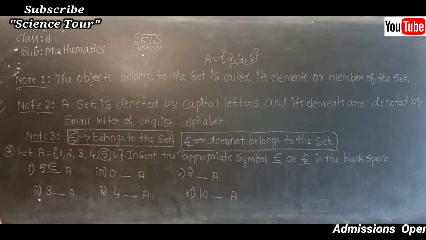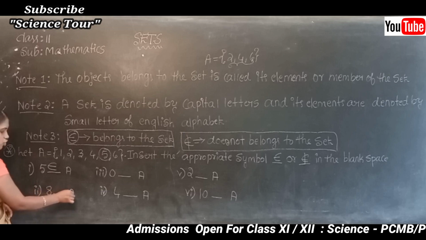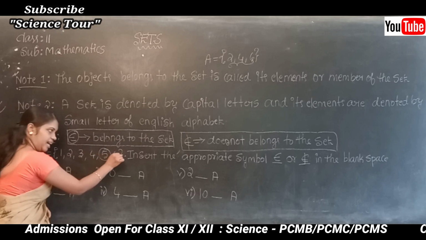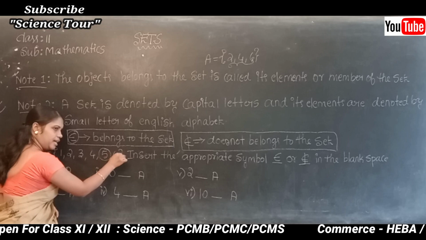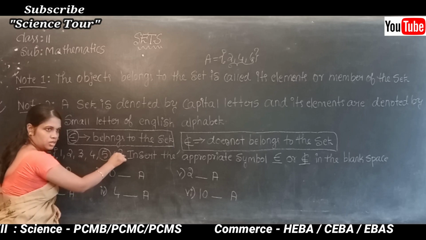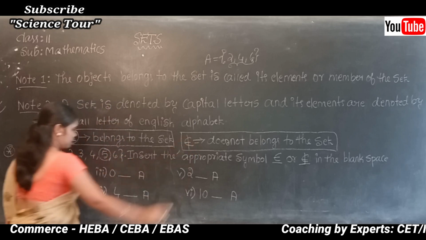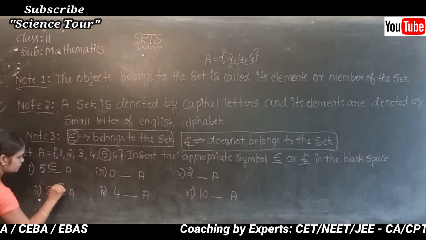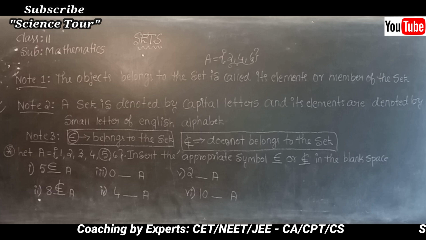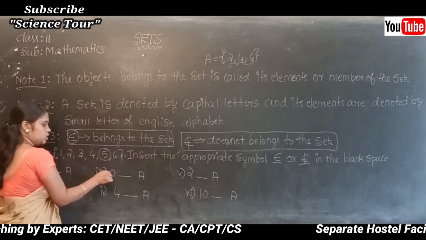Similarly, we will consider the second one. So what is that? 8 dash A. Do you have 8 in this list? Is there 8? No, isn't it? So therefore, which symbol do I have to write? Does not belong to this set. Means which symbol? This one. Right?